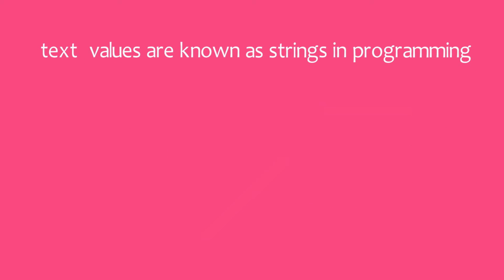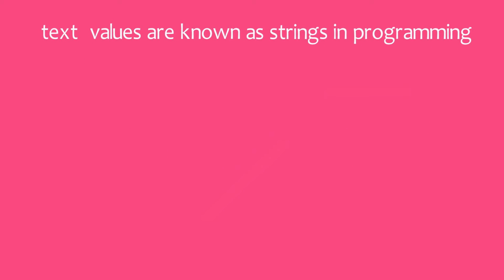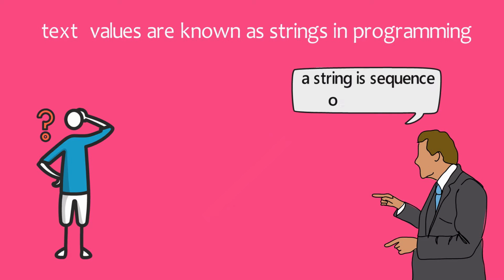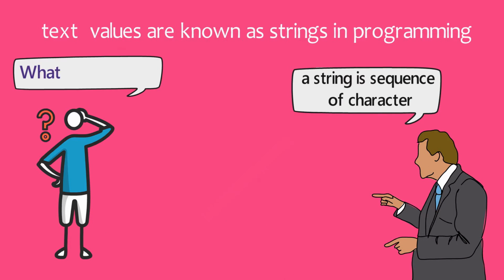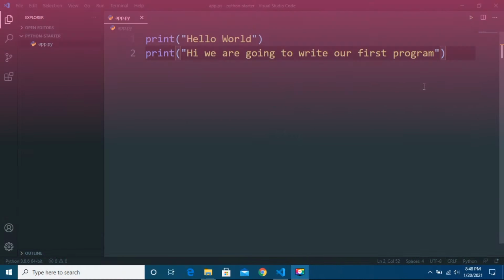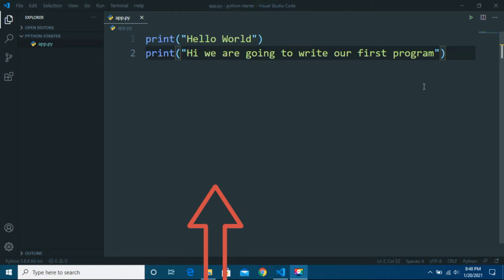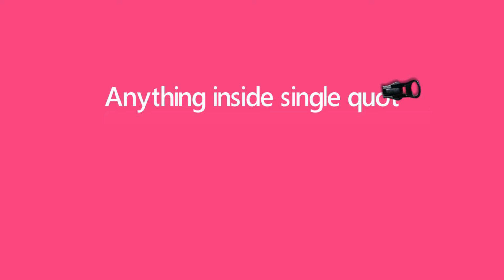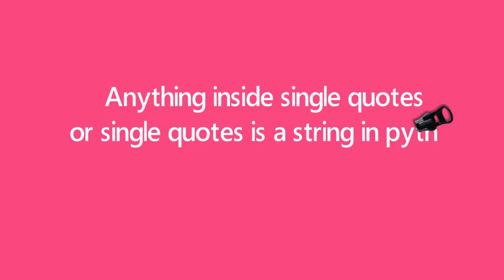We can also store text in variables. Text values are known as strings in programming. And what are strings? A string is a sequence of characters. What is a character? A character can be a letter or a number. In my previous lecture, I told you that you need to use double quotes in the print statement. It was just the first concept. Now it's time to dig deeper. Take note that anything written between double quotes or single quotes is a string in Python.